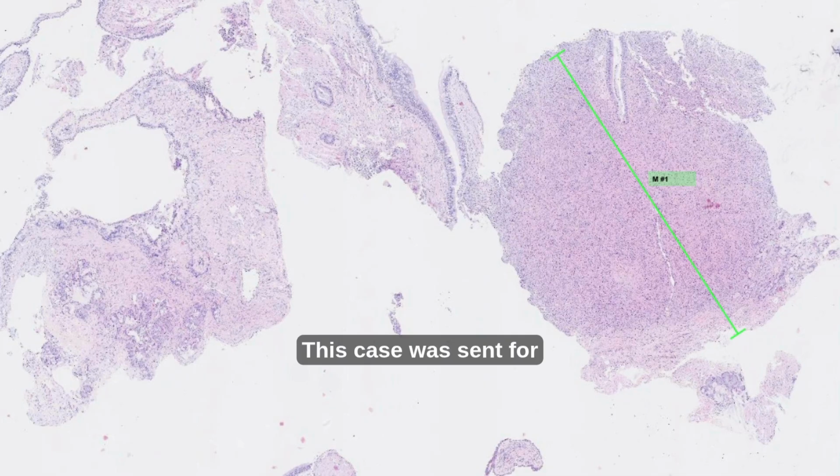This case was sent for consultation in hematopathology. It is a 47-year-old female with a mediastinal mass and also a bronchial lesion. As you can see here, this lesion is about 2 millimeters in the widest diameter, almost round, and is clearly endobronchial.